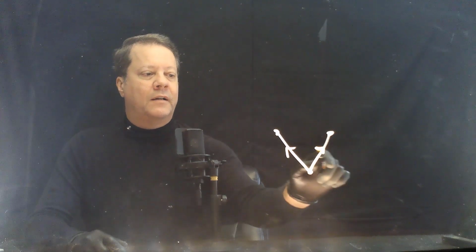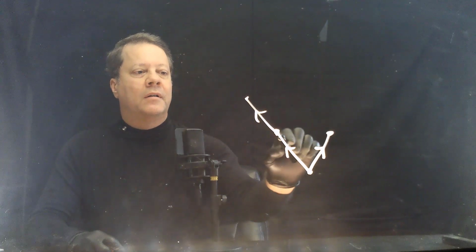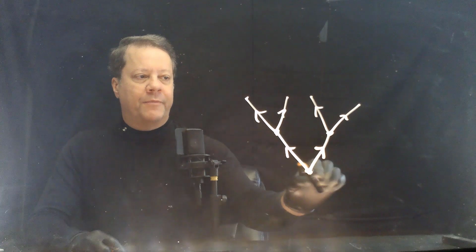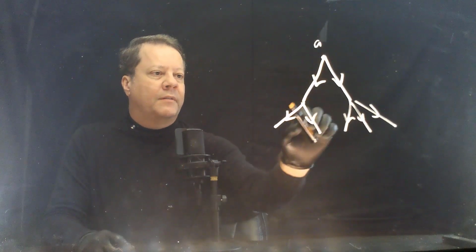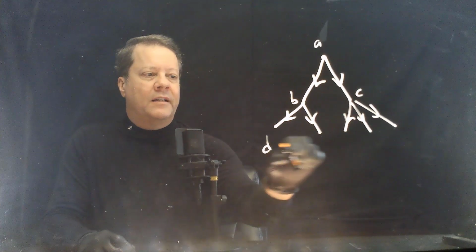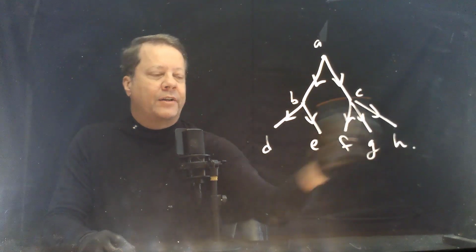More specifically, on our rooted trees, we're going to have directed edges, and all of these edges will be directed away from the root. So, let's suppose we have this kind of setup. A coming down to B and C, D, E, F, G, and H.